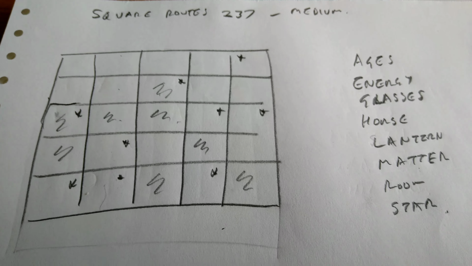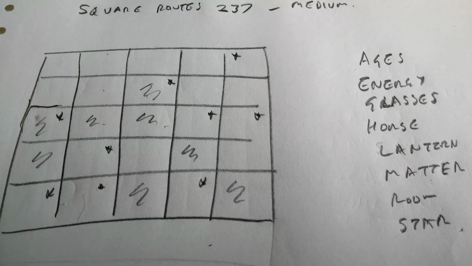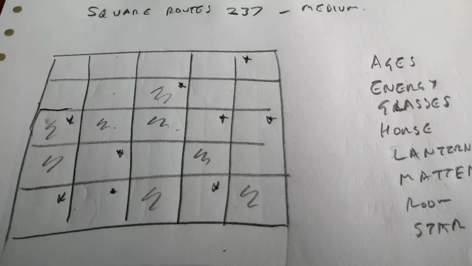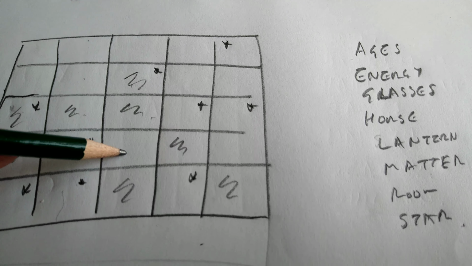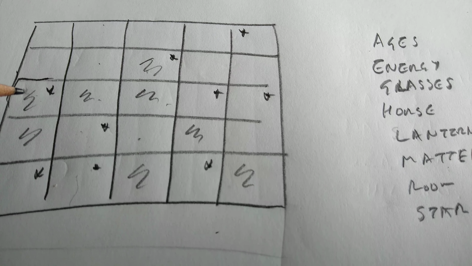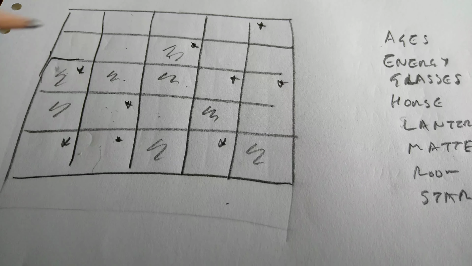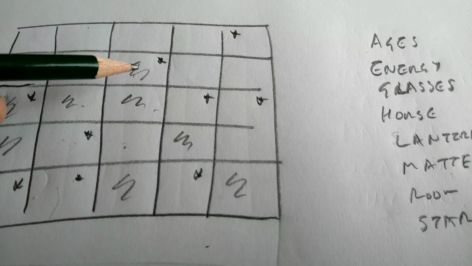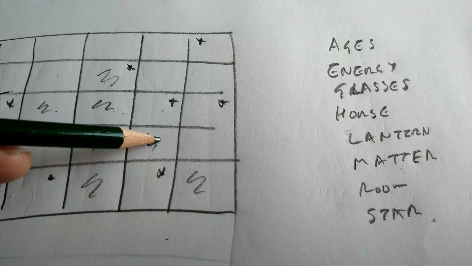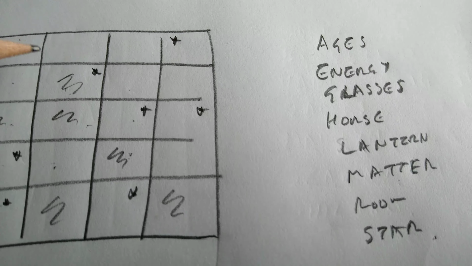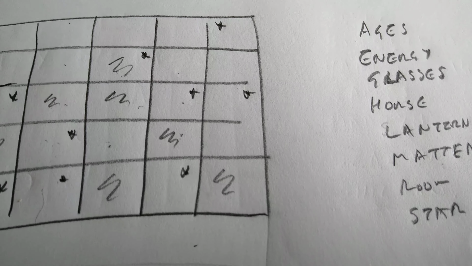When you come to look at it, you could actually have either ages or energy in either of the vowel starting cells. Ages, well, it could go something like A-G-E-S, or it could go A-G-E-S, or it could go A-G-E-S, because stars are starting things. So yeah, there are multiple possibilities for that, and also energy.